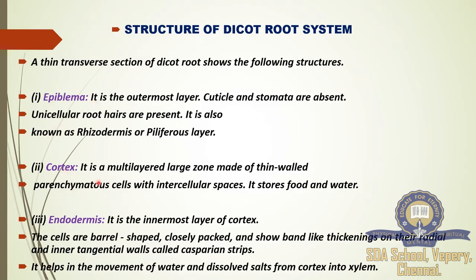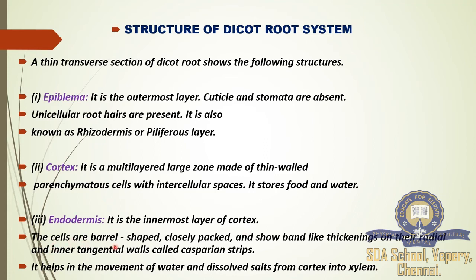Next, cortex. It is a multi-layered large zone made of thin-walled parenchymatous cells with intercellular space. It stores food and water. So, the cortex is the next layer after the epiblema. Its important function is storing of food and water. Next, endodermis. It is the innermost layer of the cortex.